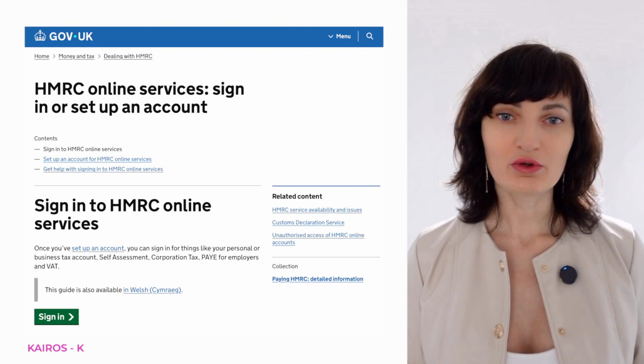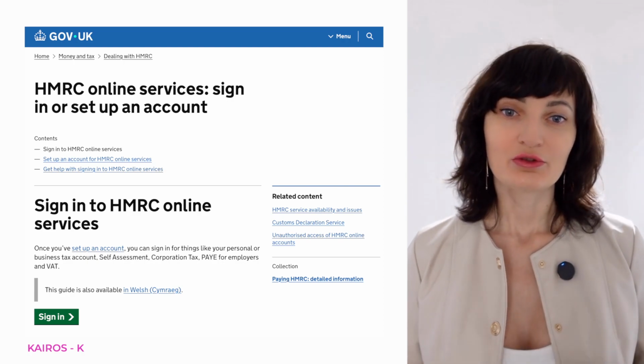And finally, presentation. Financial statements in the UK look quite different in layout compared to IFRS reports. So it's important to get used to the UK format. Again, gov.uk is your go-to resource.